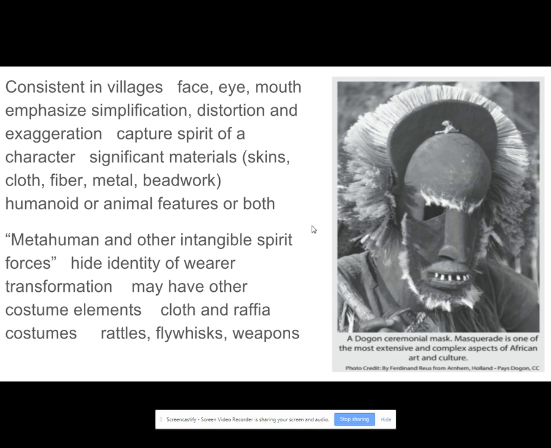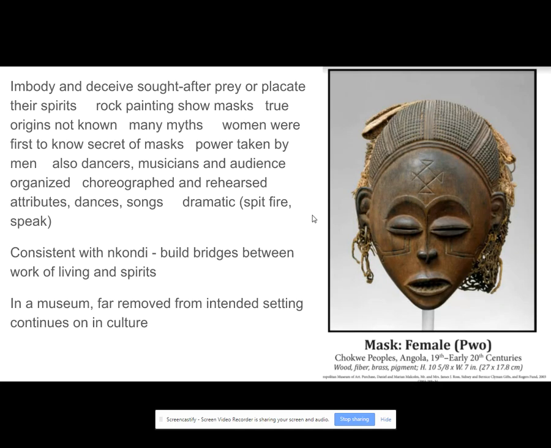Would be metahuman and other intangible spirit forces, meant, of course, to hide the identity of the wearer, and that there would be some transformation as if that person would take on the spirit of the mask or whatever it represented. There would be other costume elements: cloth and raffia costumes, along with rattles, fly whisks, and weapons. It is to embody and deceive sought-after prey or placate spirits.